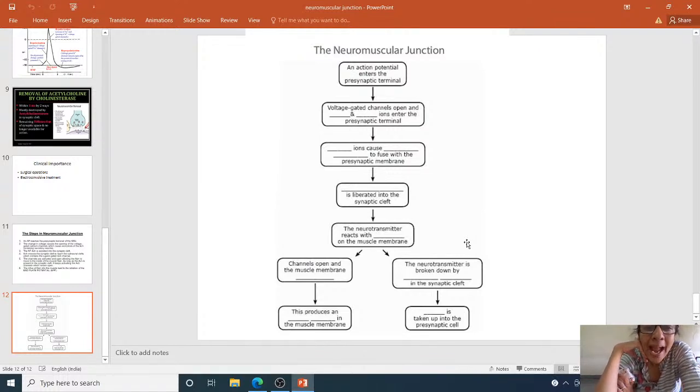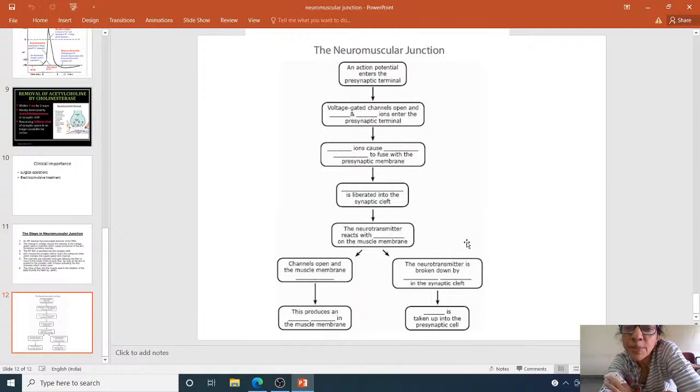Channels open up and the muscle membrane is depolarized. This produces an end plate potential in the muscle membrane. End plate potential.